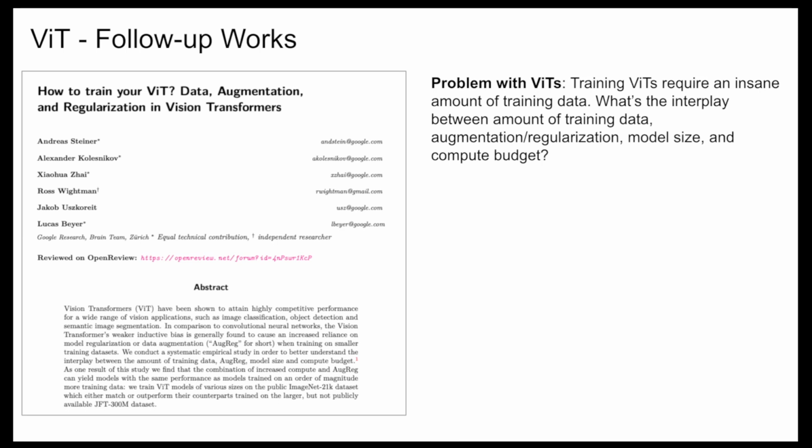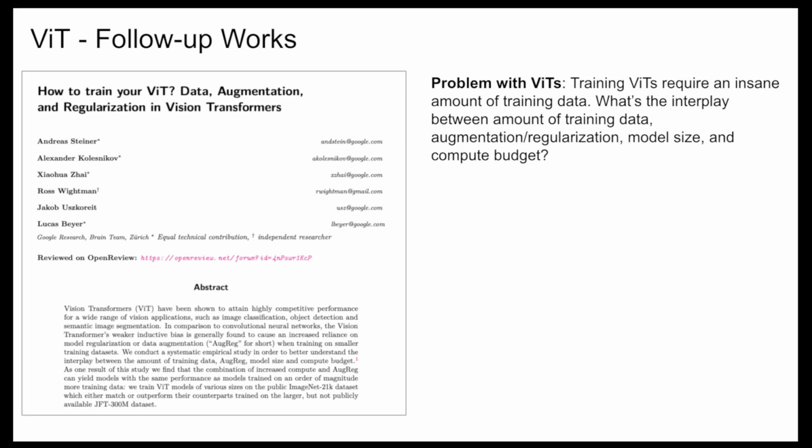As one result of this study, we find that the combination of increased compute and AugReg can yield models with the same performance as models trained on an order of magnitude more training data. So we train ViT models of various sizes on the public ImageNet-21k dataset, which either match or outperform their counterparts trained on the larger but not publicly available JFT-300M dataset.